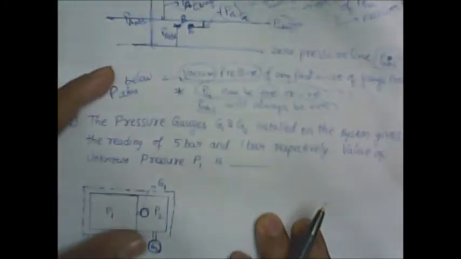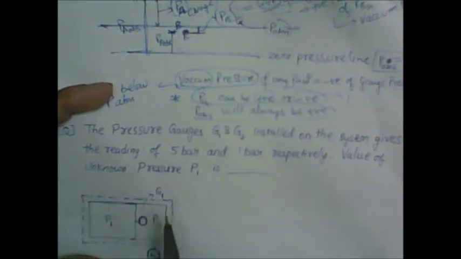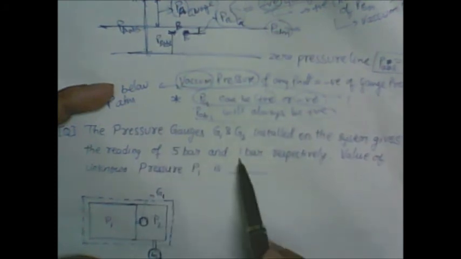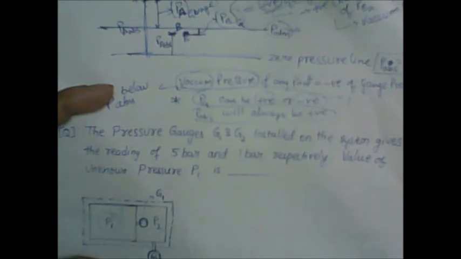Hope it is clearly visible. Here is the system given, in which two compartments exist, compartment 1 and compartment 2. Each compartment is attached with an individual pressure gauge, pressure gauge 1 and pressure gauge 2. The given data are the gauge pressures, gauge 1 and gauge 2, given as 5 bar and 1 bar. Now what is being asked is, what is this pressure? How to find it?